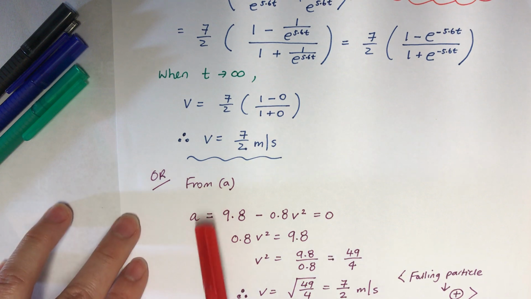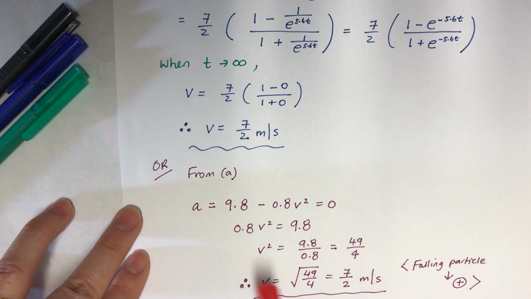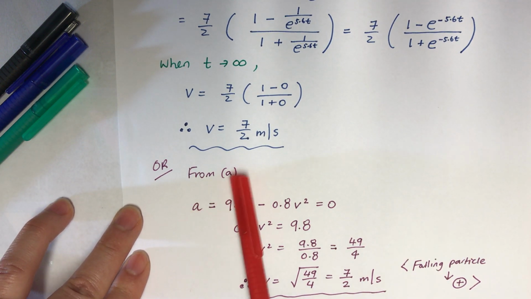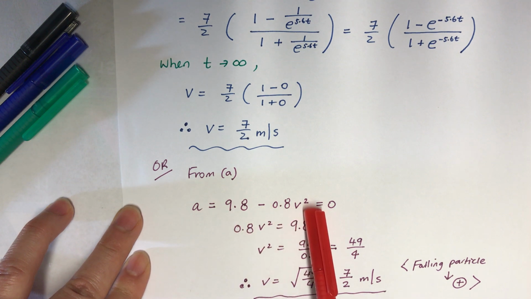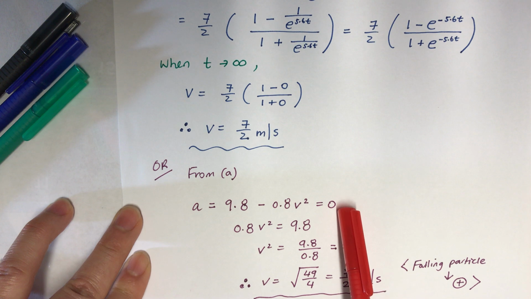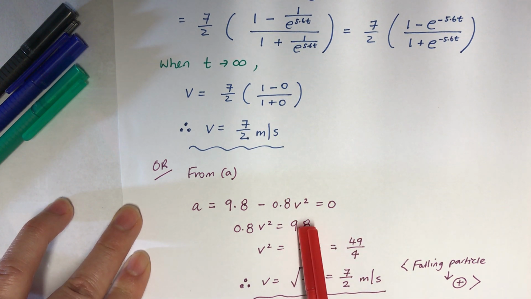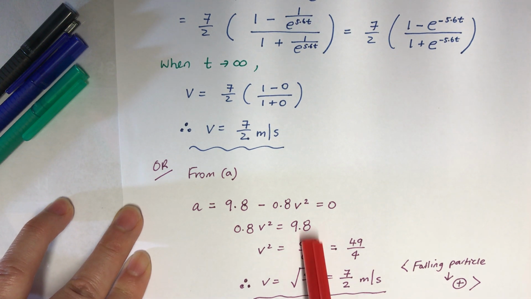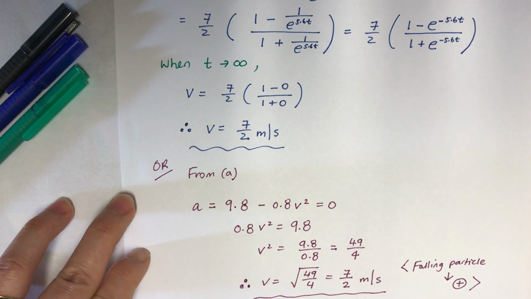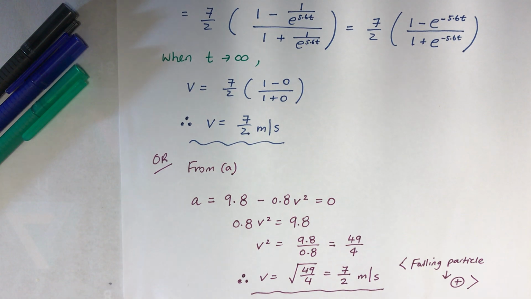Or you can use a equals 0. So from part A, a equals 9.8 minus 0.8 v squared. We're going to make that equal 0 and make v the subject. Now you will get the plus minus there, but we're going to pick 7 over 2 because falling is positive. So that's a positive velocity we got. Okay, that's it. Well done.